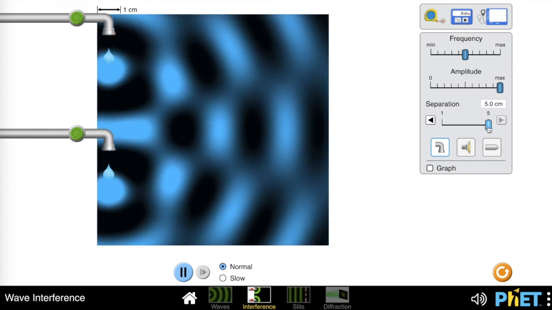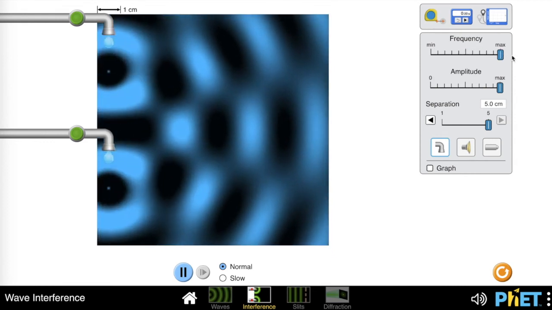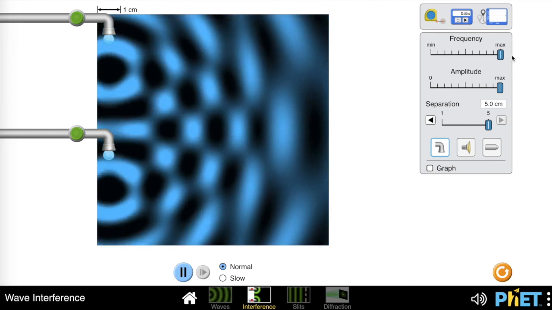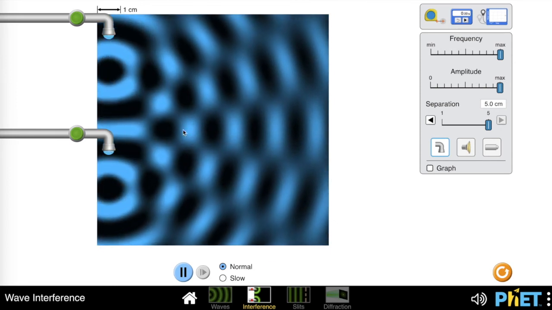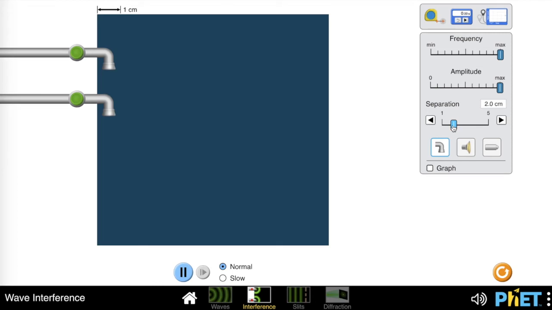Right now they're as far apart as possible. I'm going to go ahead and increase the frequency again so we see our really, really big interference pattern here. Wait for it. There it is. Look at that interference pattern, okay? But a way to reduce this also is to just reduce the distance between the two drippers.